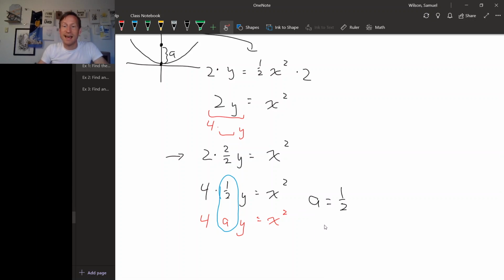And since a is 1/2, the focus is the point 0, 1/2. That's not too bad. You can see the main issue with using this geometric equation for a parabola is arranging it so that the 4 shows up. Once you get that 4 to show up, then the focal distance is sitting right here next to the unsquared variable. Let's look at another example.